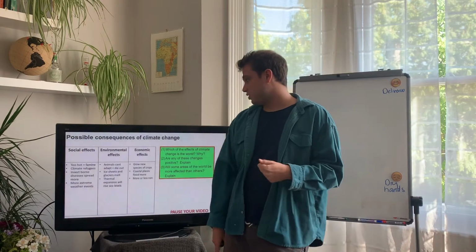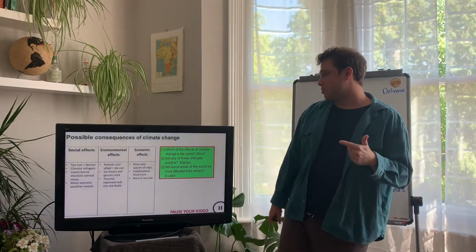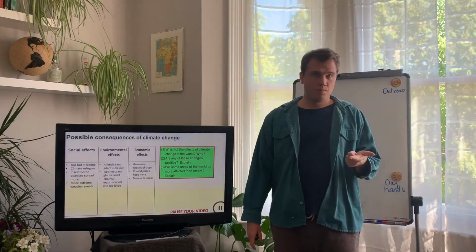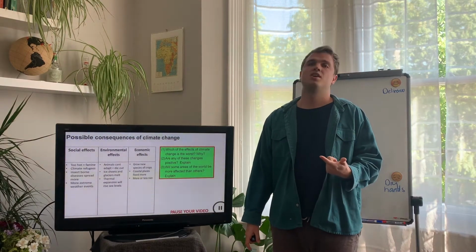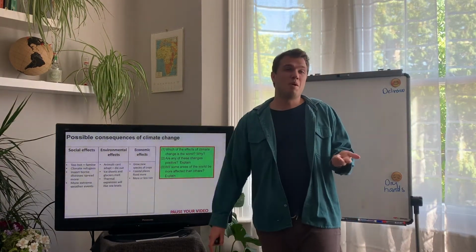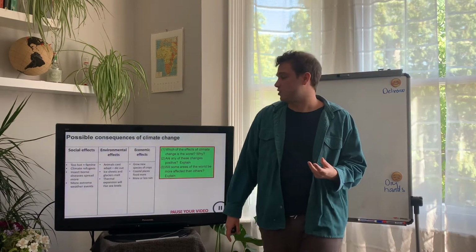And economic impacts, we can grow new species of crops. Coastal places will flood more. So there's going to be a lot more losses in terms of houses, and there might be more or less rain, which again could have an impact on crops.